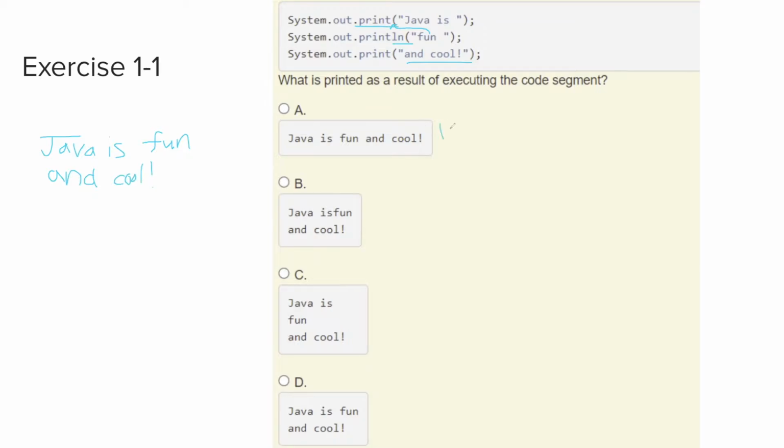So we can eliminate A because there are 2 lines, right? So there's 1 line, 2 lines. This one can be possible. This one has 3 lines, we can't do it. And this one has 2 lines, we can do it. So we just have to determine the difference between B and D. We can see that here there's no space and here there's a space. So we have to go back into the code and see, oh, after "is" there is a space. So that means B can't be correct because there must be a space between "is" and "fun", right? And therefore D would be the correct answer.